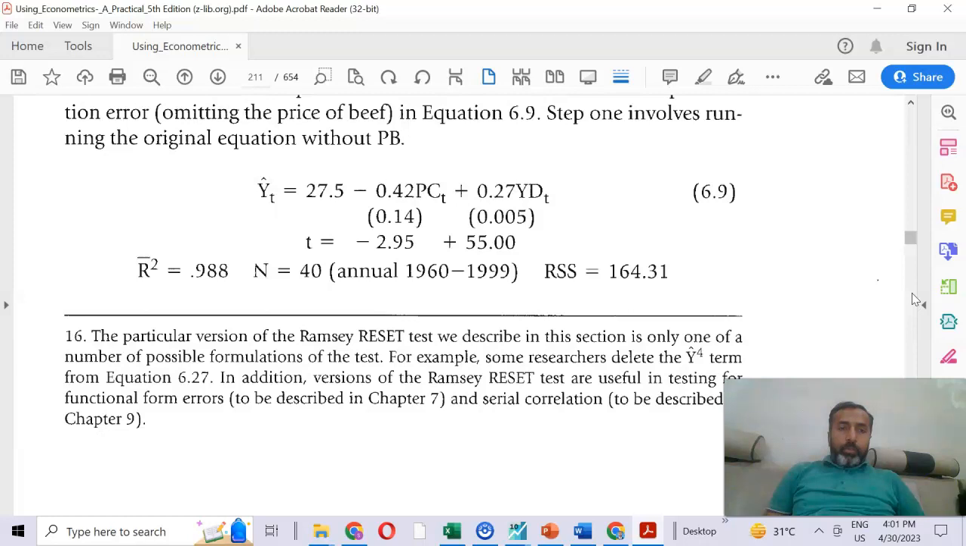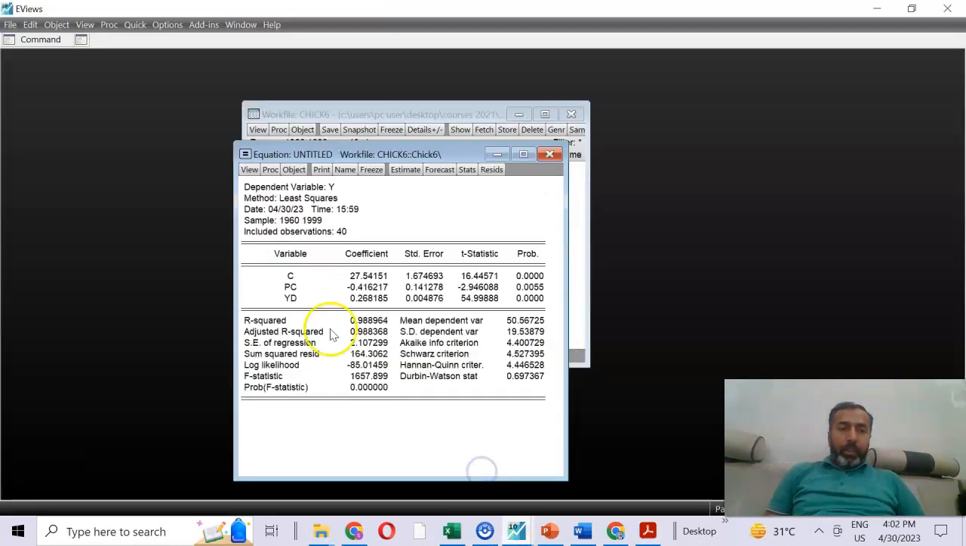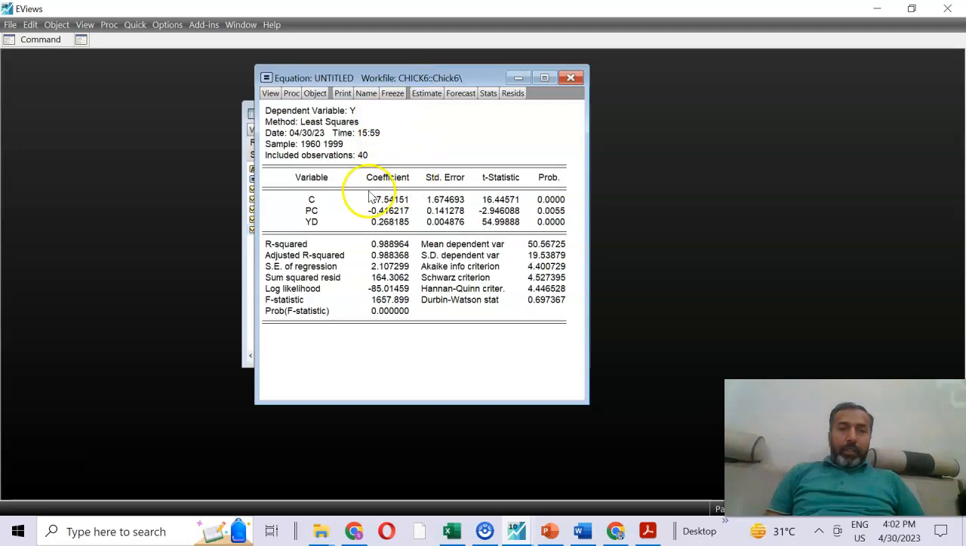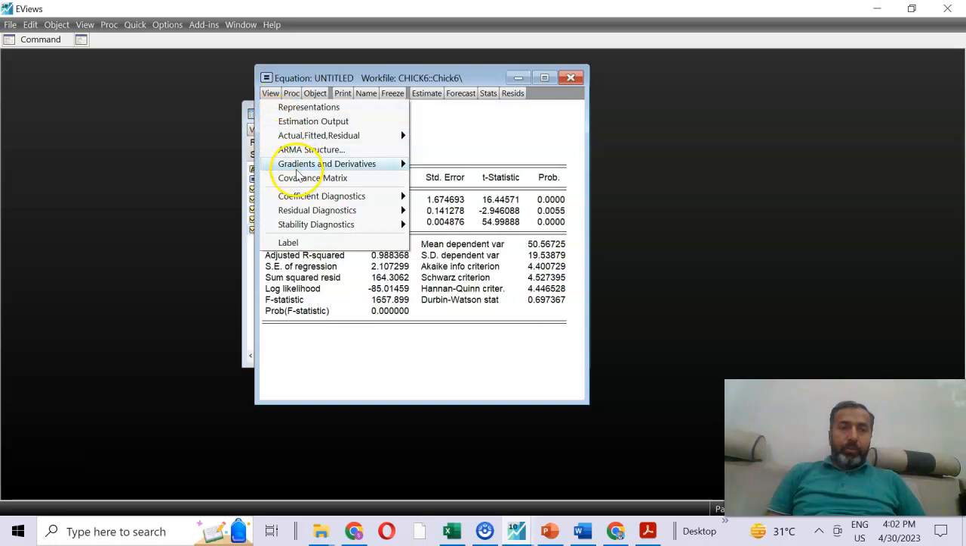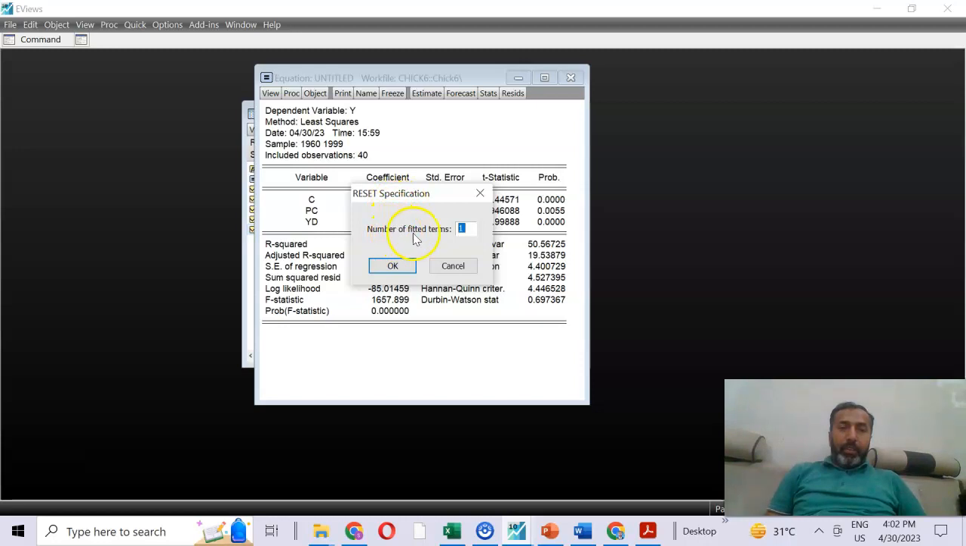Okay, and now let's move towards this. The output is already shown in the EViews. Let's go to the EViews part. Here we can see that this is our output of the equation in which we have dropped the price of beef variable. To run the Ramsey regression specification error test, click on View, go to Stability Diagnostics, go to Ramsey RESET Test, click it, and then it is asking for the number of fitted terms. You can put here 2 or 3. I am putting here 3.